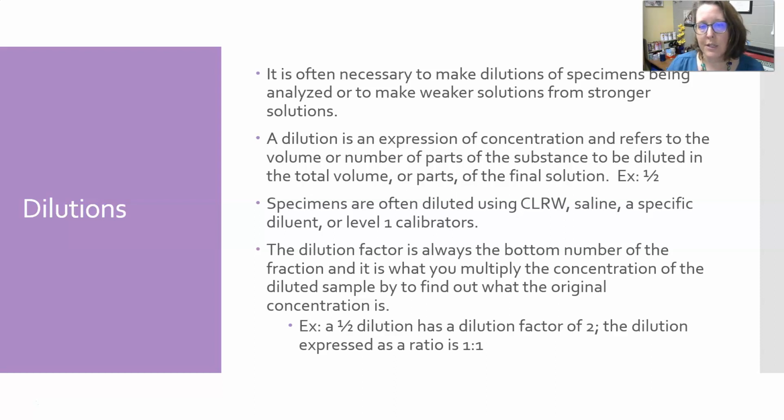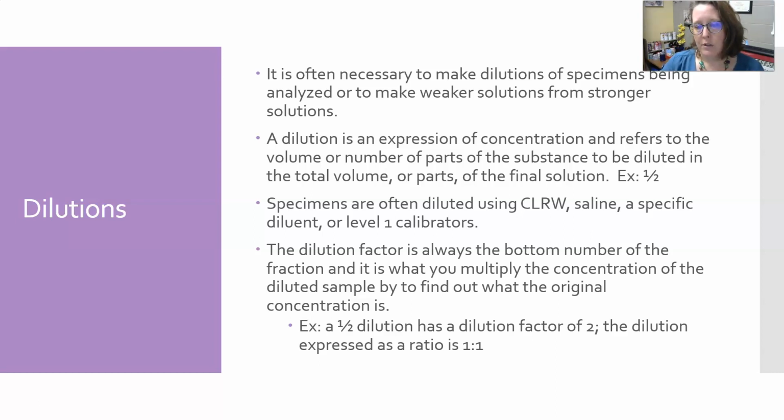So a dilution is an expression of concentration, and it refers to the volume or number of parts of a substance to be diluted in the total volume or parts of the final solution. So for example, if you dilute something by half, you do a 1/2 dilution, you would take 1 part, let's say 1 mL of serum, and you would add 1 part or 1 mL of saline, for example. And so now you have 2 parts total, and it's a 1/2 dilution because you started with the 1 part or 1 mL of serum, and you're in 2 parts total.